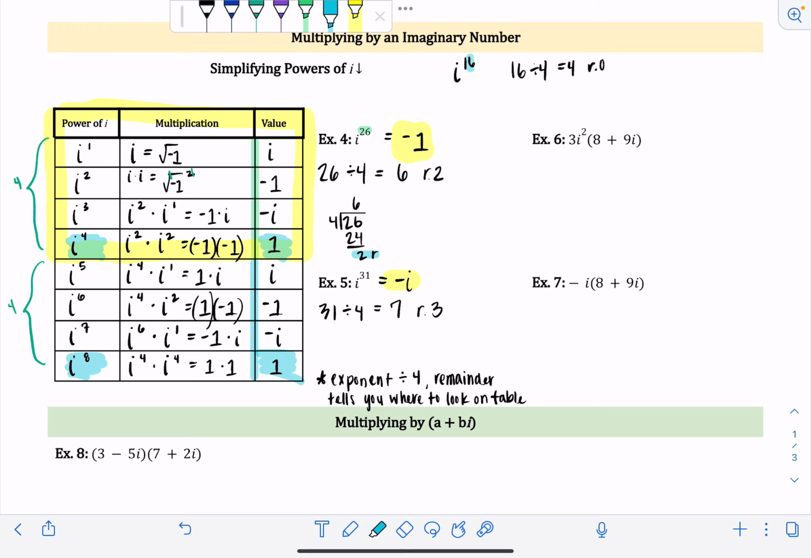So i to the 16th is a multiple of 4. I to the 24th, that's a multiple of 4. So it'd finish the same way with all the ones that are also multiples of 4. So 4, 8, 12, 16, and so on.